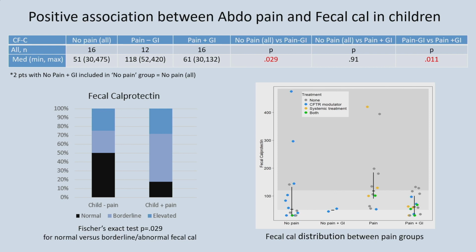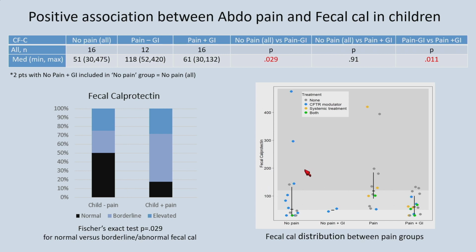We observed a positive association between abdominal pain and elevated fecal calprotectin in children. The table shows that median fecal calprotectin levels were statistically significantly higher in the pain group compared to the no pain group. Further, as shown in the proportion graph, significantly more children with pain had borderline or elevated fecal calprotectin.